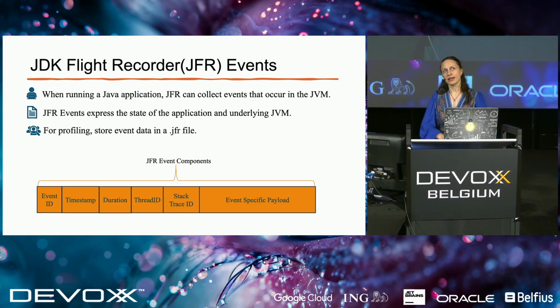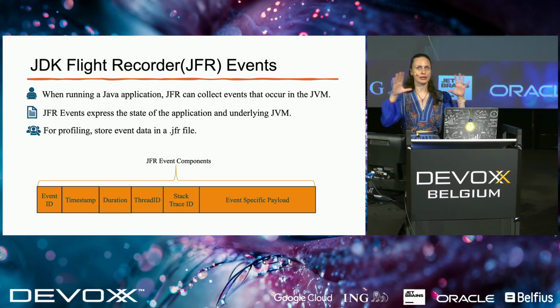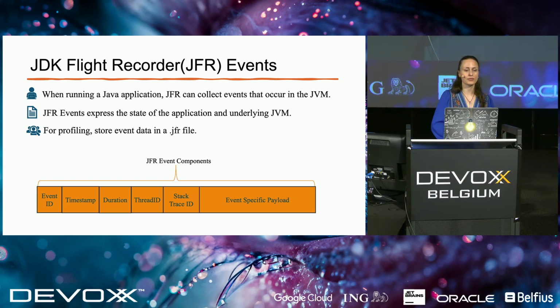Each JFR event has a few components: an event ID, a timestamp, a duration, thread ID, stack trace ID, and some event-specific payload that varies based on the event. But most importantly, when we are gathering this information in the JFR file, it's important that the file also contains metadata describing how we can interpret those events. So this means it also holds data necessary for resolving those events and for interpreting preceding events. It's not just a dump of events anymore.